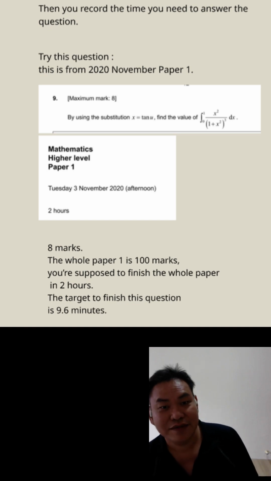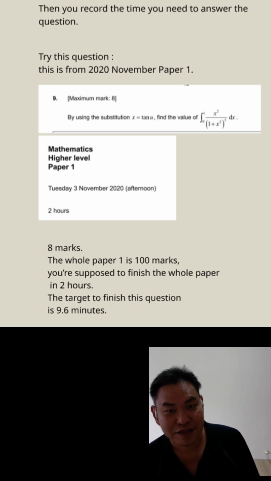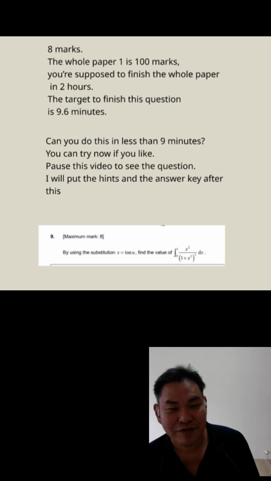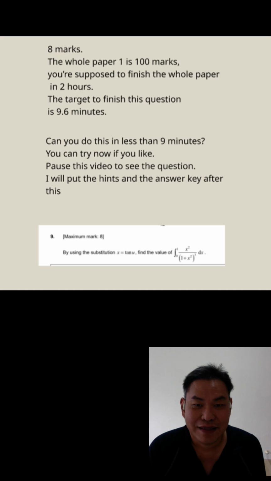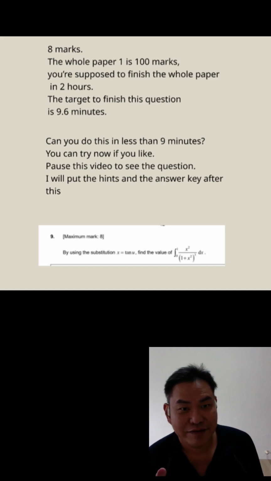The whole paper 1 is 100 marks. You're supposed to finish this whole paper in 2 hours. The target to finish this question is 9.6 minutes. It's quite tight, quite difficult. Can you do it in less than 9 minutes? You can try now if you like.